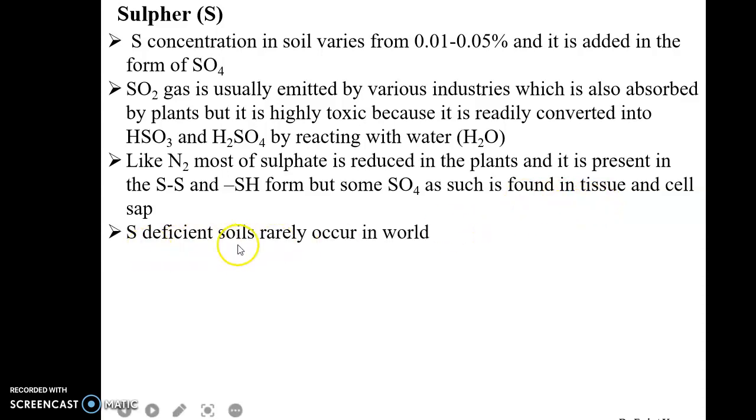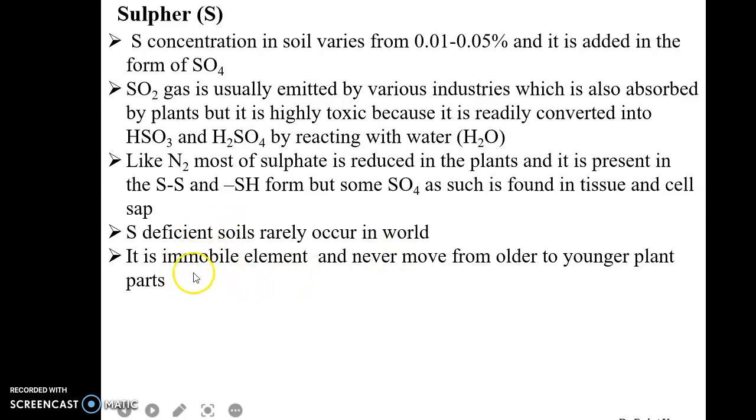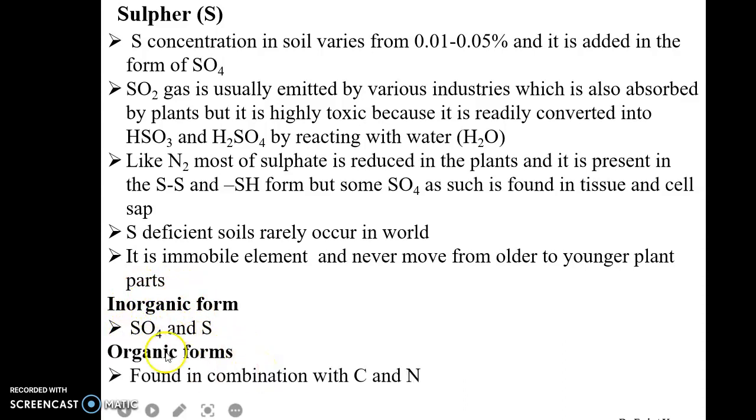Though sulfur deficiency rarely occurs in the world because of its constant availability from the various industries. It is also an immobile element and never moves from older to younger plant parts because of its immobile nature. That's why its deficiency symptoms always appear in the younger parts of the plants. In inorganic form, it is present as SO4 and sulfur. In organic form, it is mostly found in combination with carbon and nitrogen.